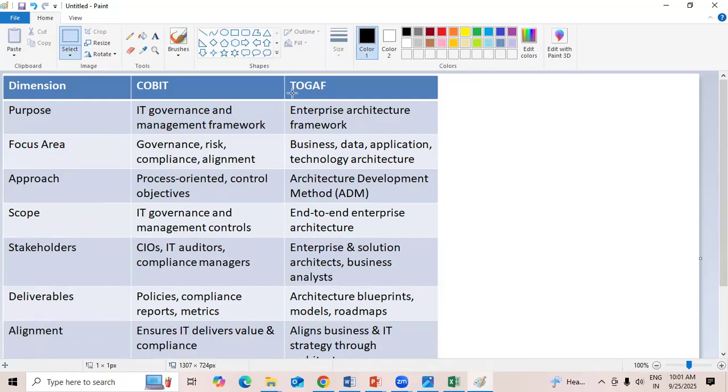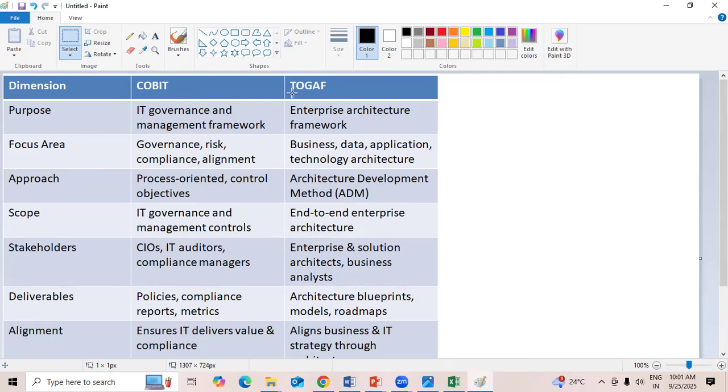When it comes to frameworks, especially COBIT as well as TOGAF, COBIT is majorly a framework we use for IT governance and management purposes. But TOGAF is majorly used for enterprise architecture purposes, because when we are developing any enterprise transformation at the organization level, it can be at business level, systems level, applications level, data level, and all. For that, the TOGAF architecture framework, whatever the ADM principles that we follow, everything will be in that.